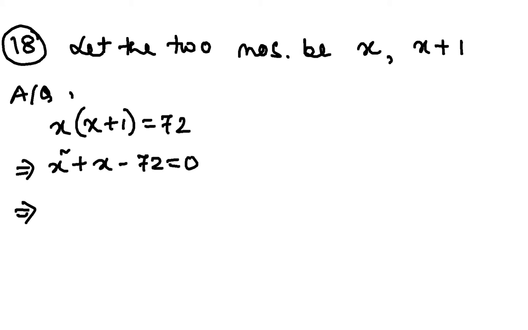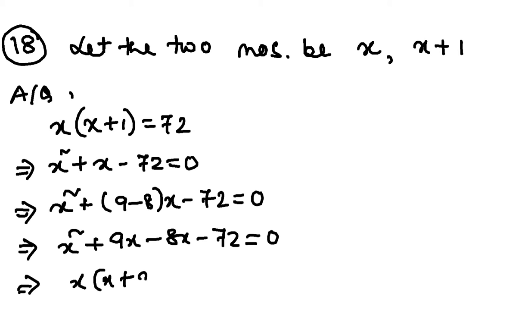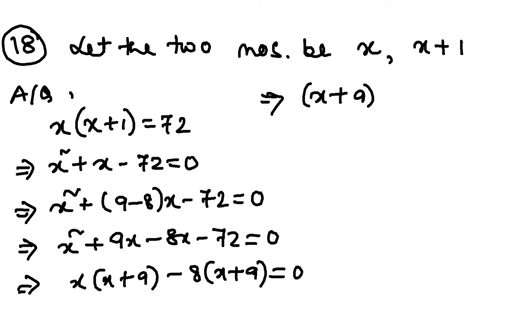Product should be 72, difference should be 1. 9 and 8 are the factors. So I am doing middle term factorization. So x square plus 9x minus 8x minus 72 equal to 0. That gives us x common, x plus 9, that gives us minus 8 common, x plus 9. So finally my factors are x plus 9 and x minus 8.